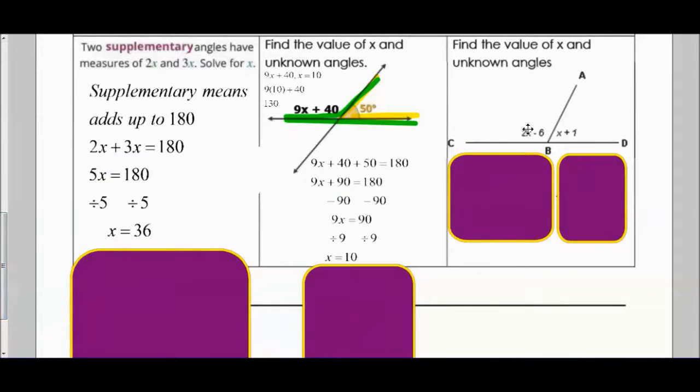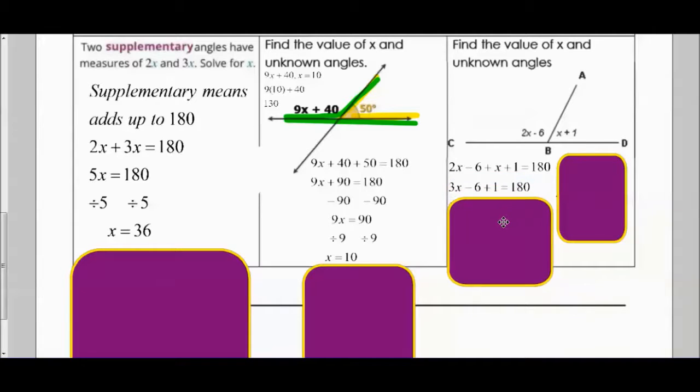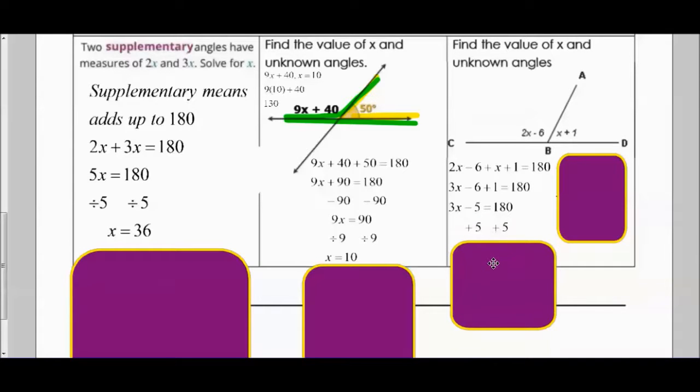On the last one, these two added together give us this straight line or a pair of supplementary angles. So those two added together equal 180. We combine like terms. That gives us 3x minus 6 plus 1. Combine like terms one more time, and that's a minus 5 now. Now we're going to solve the equation. We would add 5 to both sides. That cancels out this minus 5. That gives us 185 on the right side, and we have a 3x on the left side.